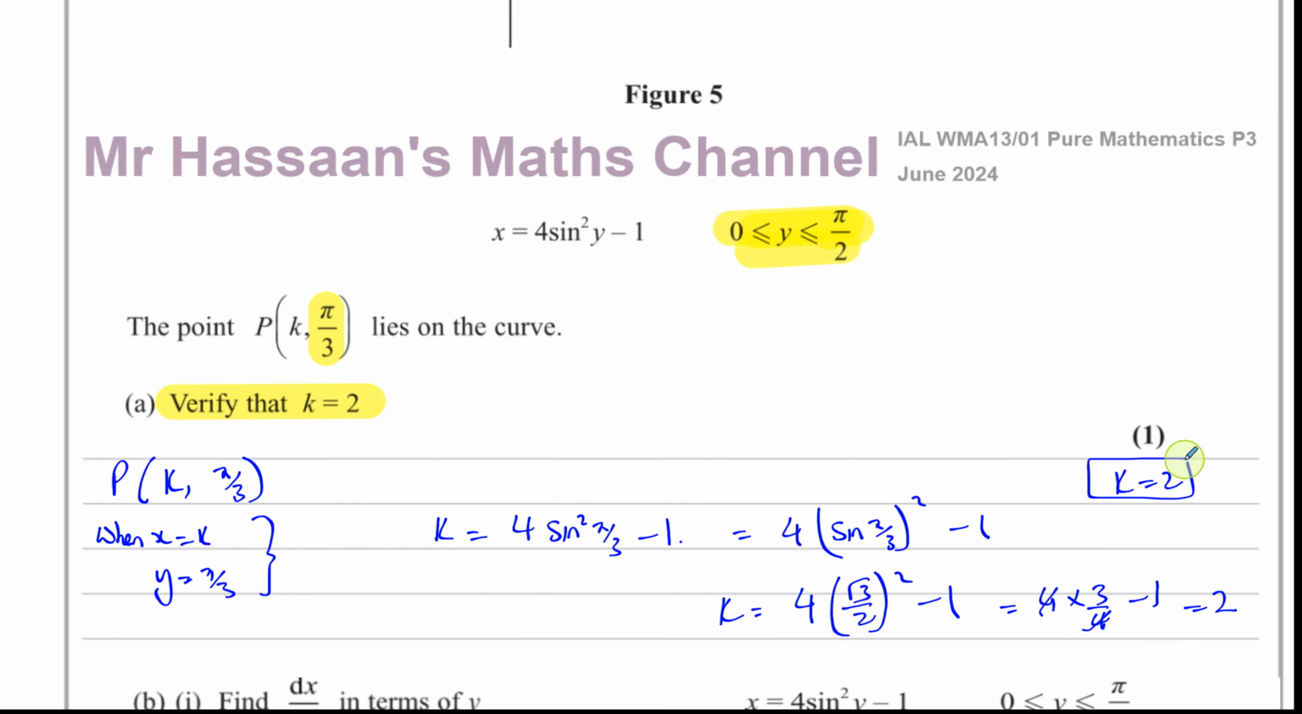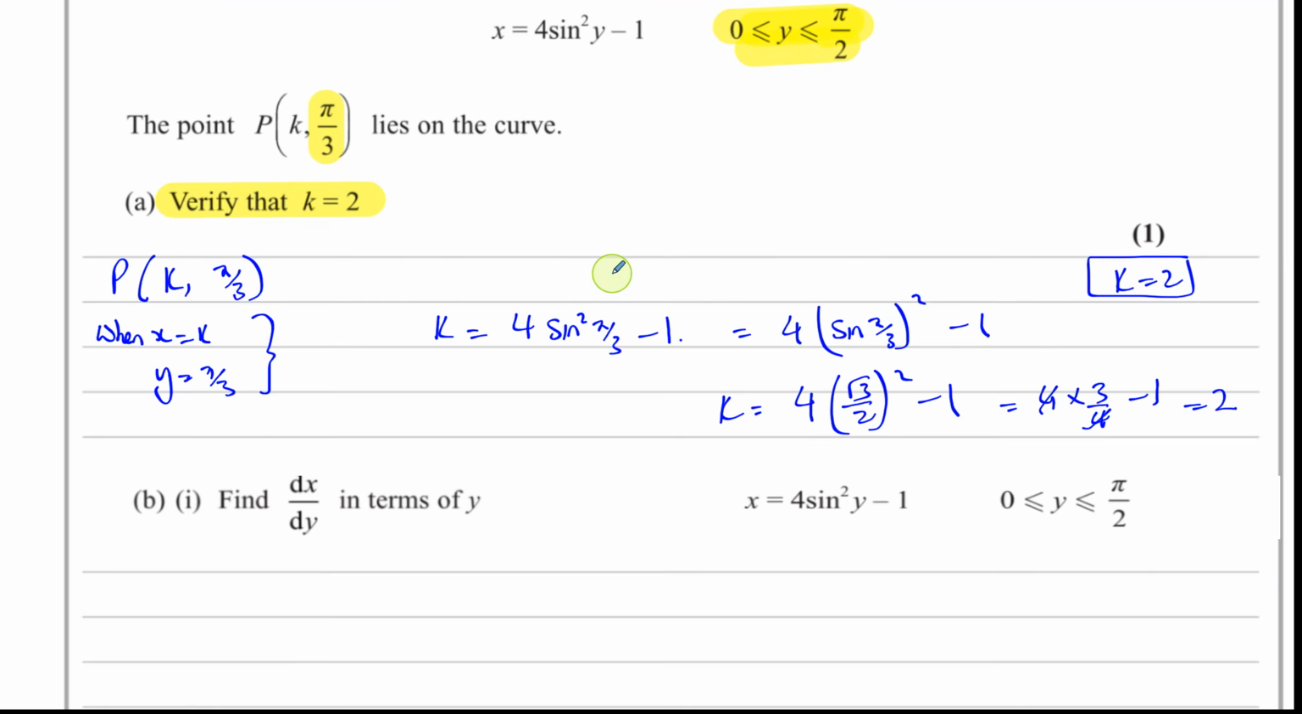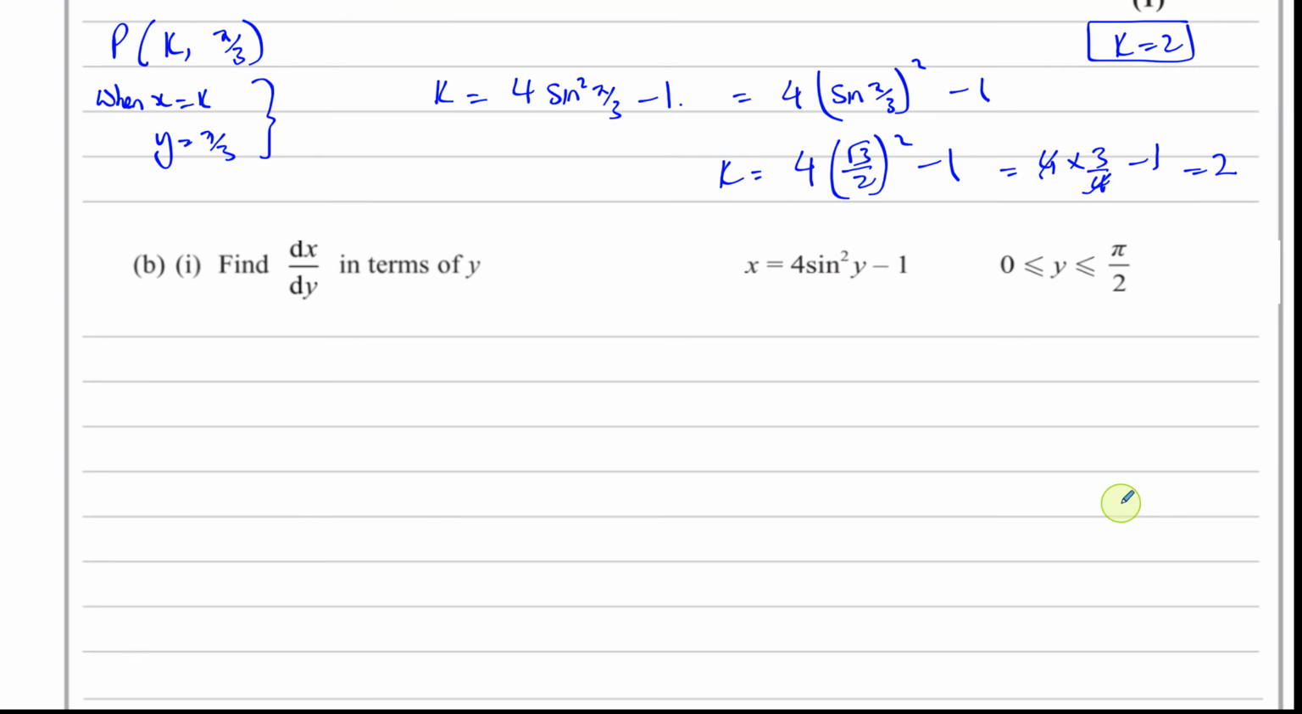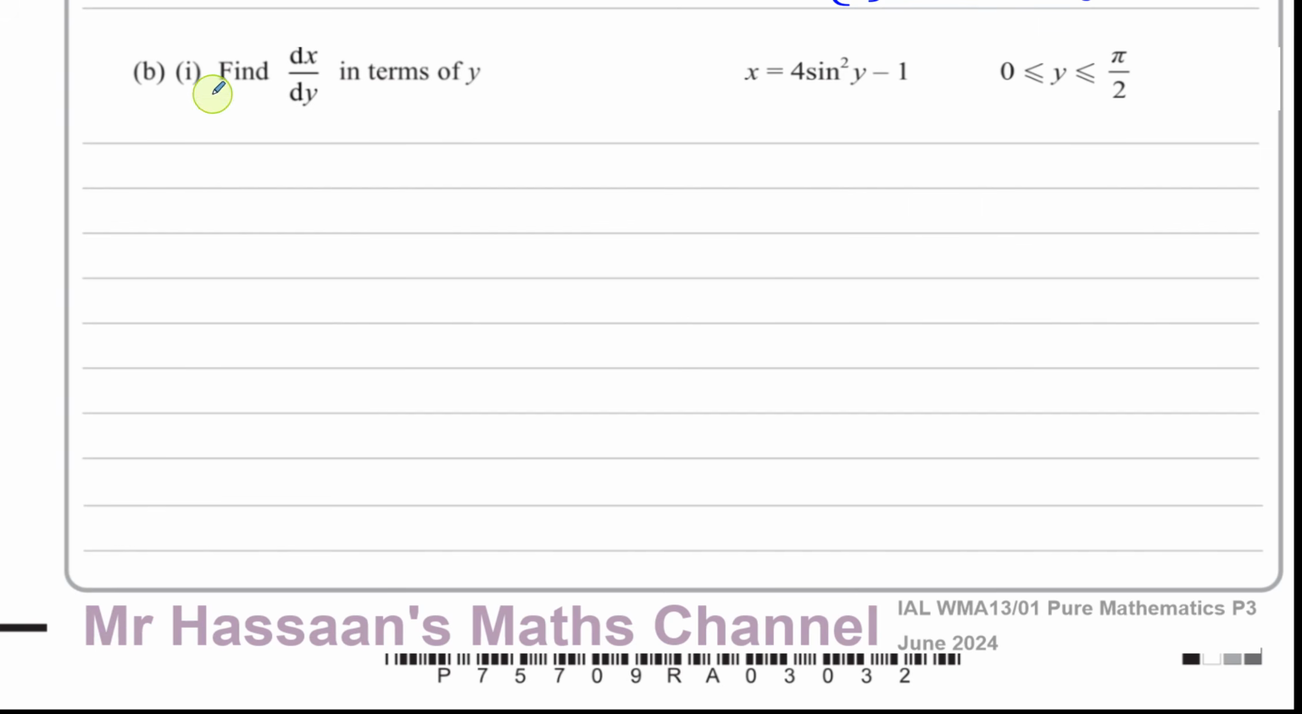Now we can move on to part B. B has got 2 parts to it. B part 1: find dx/dy in terms of y. I'm going to do that first. So we have x equals 4 sine squared y minus 1. What I like to do in this type of case is write this as I did earlier, like sine of y squared minus 1. If I want to differentiate x with respect to y, I'm going to find dx/dy.